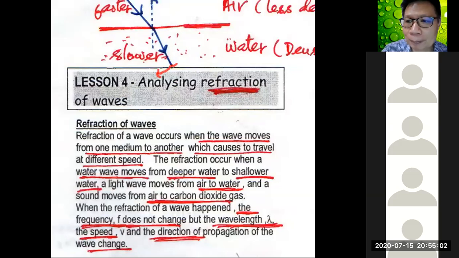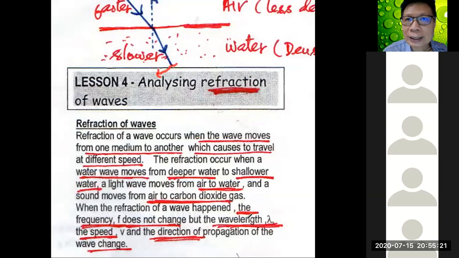Hashini, just now you said when light moves from air to water it will refract, right? What about when the light moves from water to air, can or not? Can, it will also refract. Understand now? Okay, thank you. One more question.